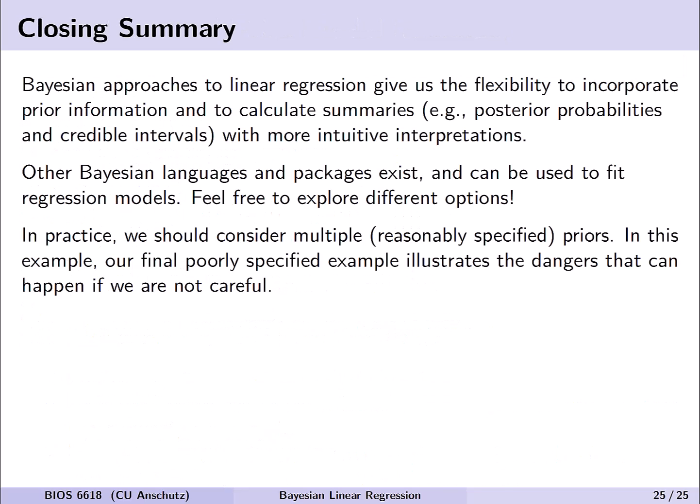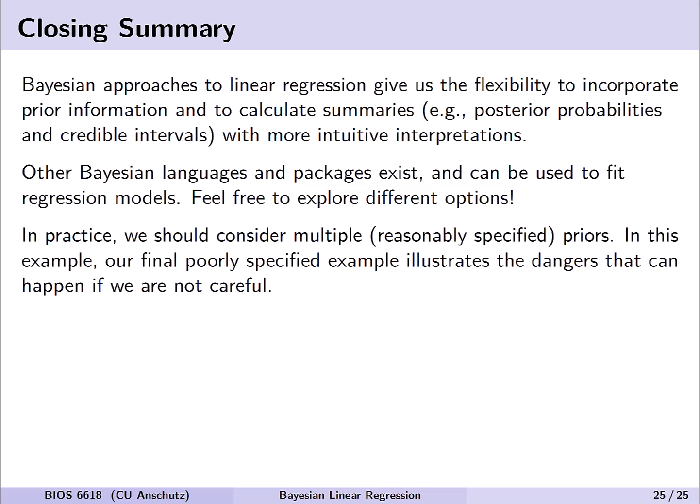But with that, let's close with a brief summary. We just discussed Bayesian approaches to linear regression and how they can give us flexibility to incorporate prior information and to calculate different summaries like posterior probabilities instead of p-values or credible intervals instead of confidence intervals. And quite frankly, they have more intuitive interpretations. Other Bayesian languages and packages exist out there, and they can also be used to fit regression models, so feel free to explore different options and what works for you.